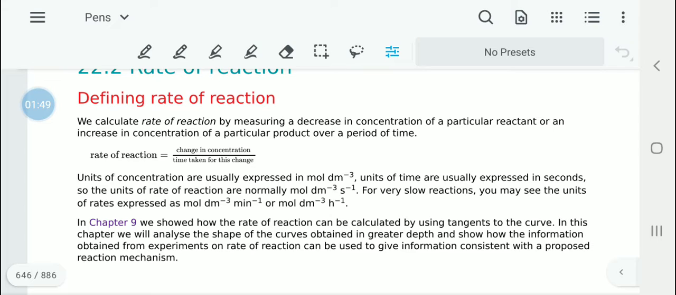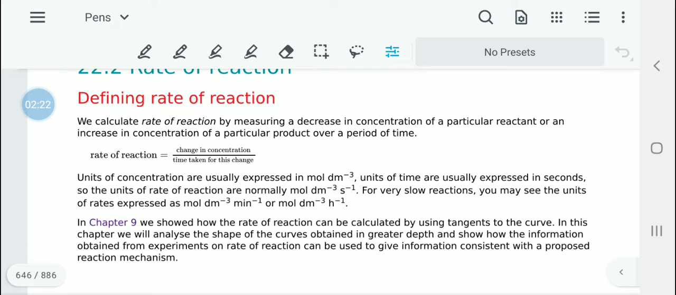So defining the rate of the reaction, we have given the job to an equation: change in concentration divided by time taken for the change. So this is in relation to the reactants or the products. The concentration is in moles per cubic decimeter, and then the time can be measured in seconds, minutes, or hours.